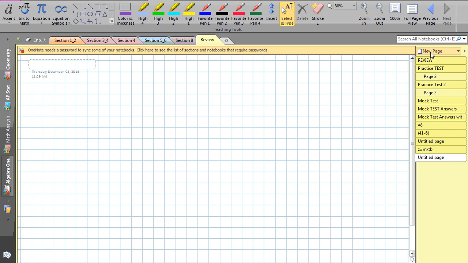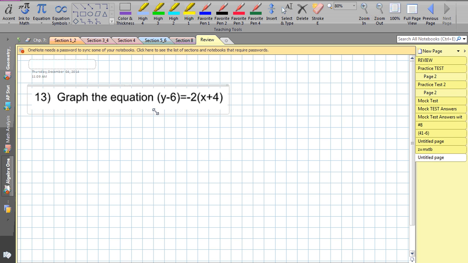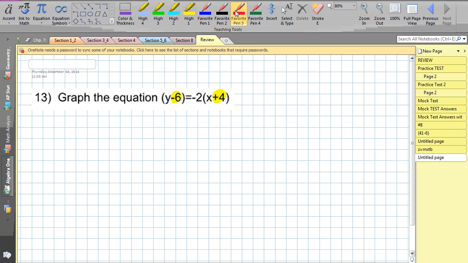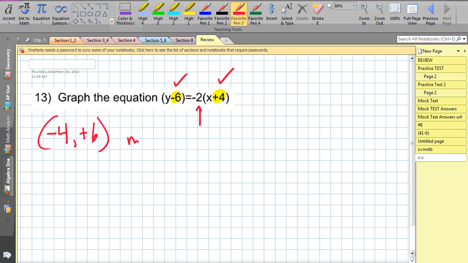13 is in what we call point slope form. Just by looking at it, we can know two things. We can know a point, and be very careful here, if you know the general format of the equation of the point slope form, the point is going to be negative 4, positive 6. That's the point.